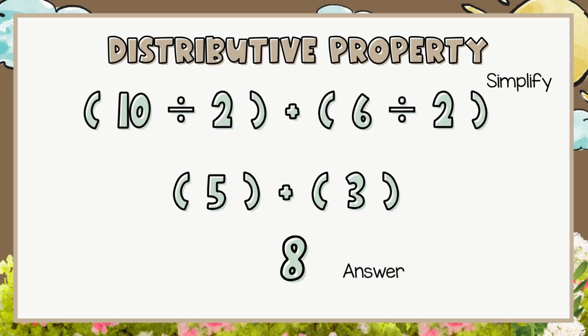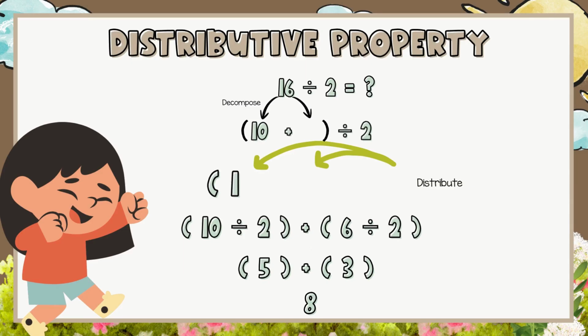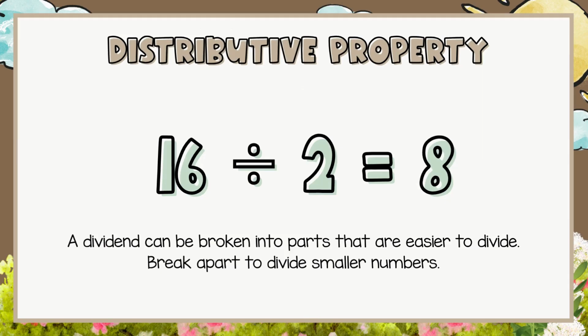The answer is 8. So now we see that by using distributive property, we can break down a bigger number into smaller numbers that are easier for us to work with until we find our answer. So 16 divided by 2 equals 8. The rule states a dividend can be broken into parts that are easier to divide. Break apart to divide smaller numbers.